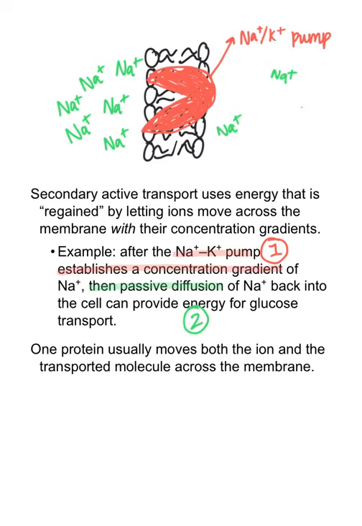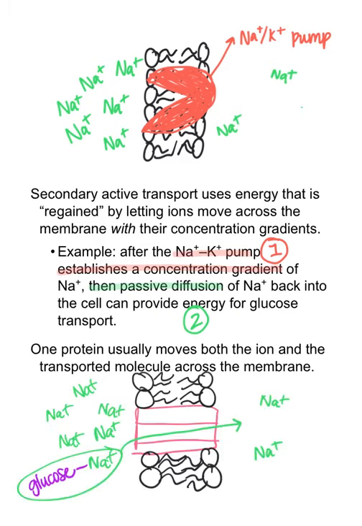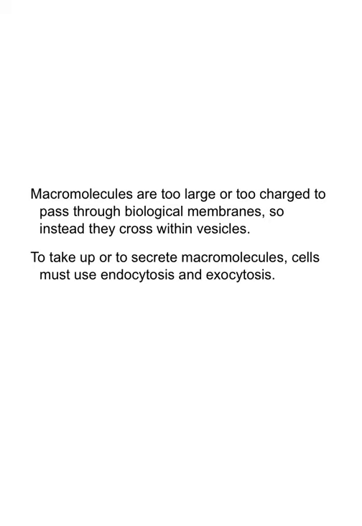So, for example, after the sodium-potassium pump establishes a concentration gradient of sodiums, meaning there are a lot of sodiums on one side and not very many on the other side, passive diffusion of those sodium ions back into the cell can provide energy for glucose transport. The reason this is secondary is because we first have our primary concentration gradient built by the protein pump, and the second thing that happens is passive diffusion of those molecules through a protein channel back with the concentration gradient. Usually it is one protein that's able to move both the ion and that transported molecule across the membrane.